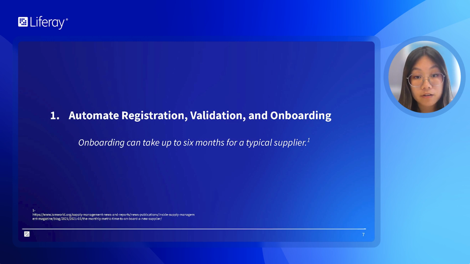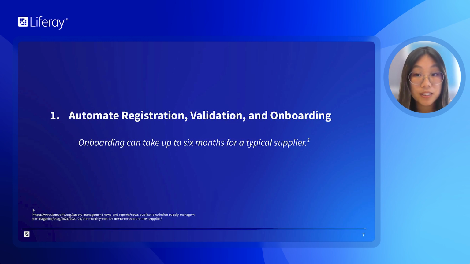So the first way you can use a supplier portal to help manage your suppliers more efficiently is by digitizing the registration, validation, and onboarding process. Even though onboarding is critical to the supply chain success, the process is often hard. It's hard to find, validate, and onboard the right supplier. And this process can take up to 6 months in larger organizations.